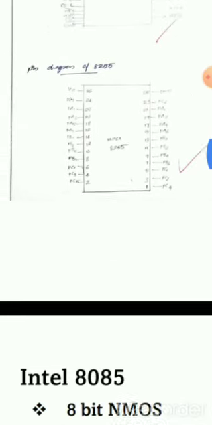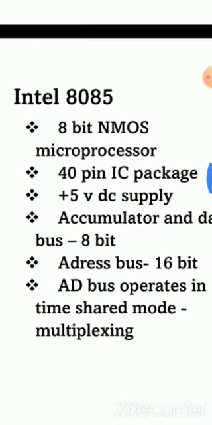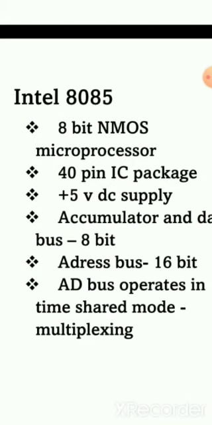Here is shown the pin diagram of Intel 8085 and the pin diagram of 8255. Intel 8085 is an 8-bit NMOS microprocessor. It is a 40-pin IC package fabricated on a single LSI chip. The 8085 uses a single +5 volt DC supply for its operation, and its clock speed is about 3 MHz and the clock cycle is 320 nanoseconds.